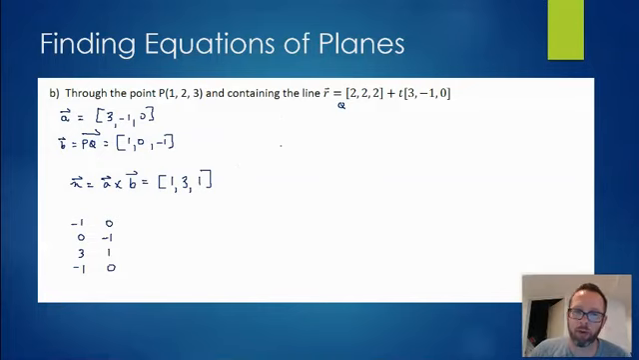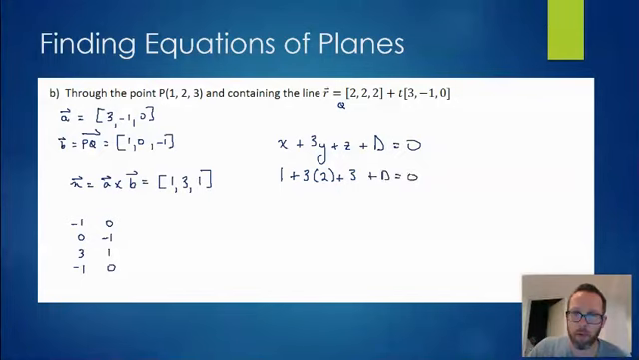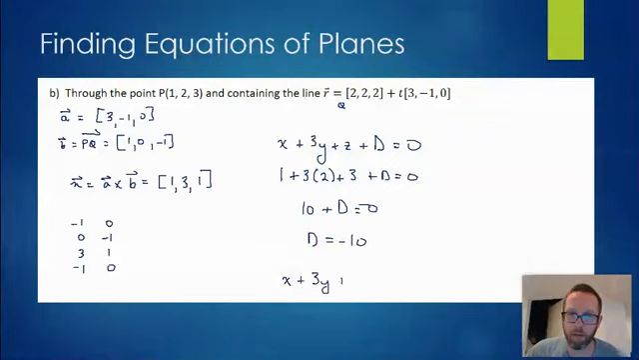Now it's just like the previous question. We have our normal, so we know our scalar equation is going to look like x + 3y + z + d = 0. Then you can plug in any point you want, either (1, 2, 3) or (2, 2, 2). They're both points in the plane. I'll plug in (1, 2, 3): 1 + 6 + 3 + d = 0. That is 10 + d = 0, so d is -10. So the scalar equation for this plane is x + 3y + z - 10 = 0. We got it.